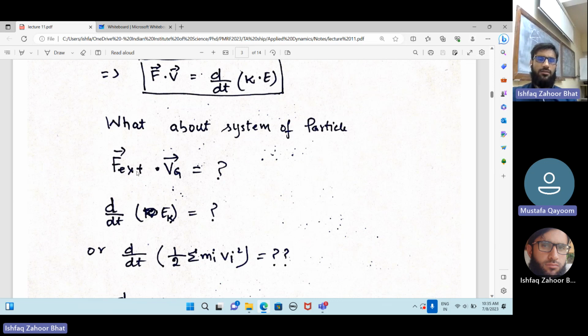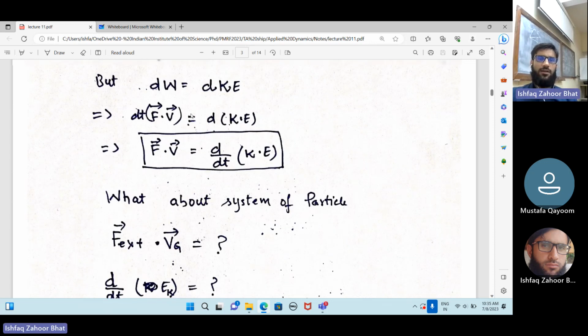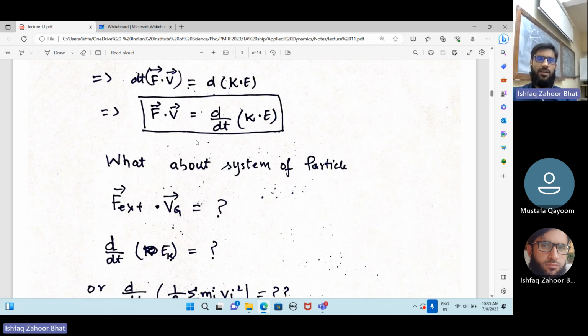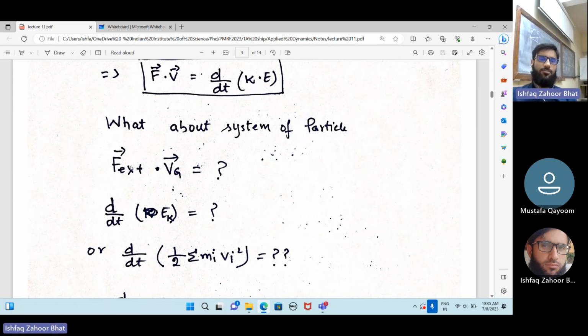So what about a system which contains n number of particles? Is there any relation like this? For example, we have a system and F external is the net external force acting on the system. And if we dot it with the velocity of the center of mass, what is this equal to? So maybe take your guess. What do you think?